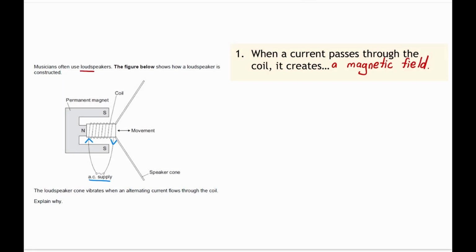Remember that when discussing loudspeakers, we are dealing with the motor effect, as also evidenced by the power supply that is providing a current in order to create movement. After you have described the production of a magnetic field around a coil, you need to talk about how that magnetic field interacts with that of the permanent magnet.